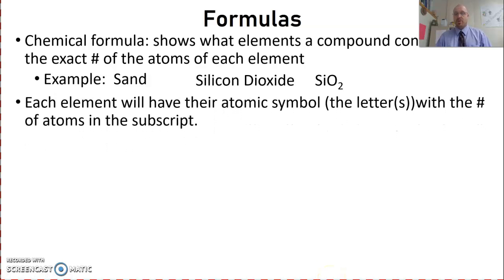So each element will have their own atomic symbol, which is the letters, and then it also has the number of those atoms in the subscript. So you can see from our example up here, silicon's by itself, which means it's just one atom of silicon, and then we have two atoms of oxygen, so that's why it's dioxide.